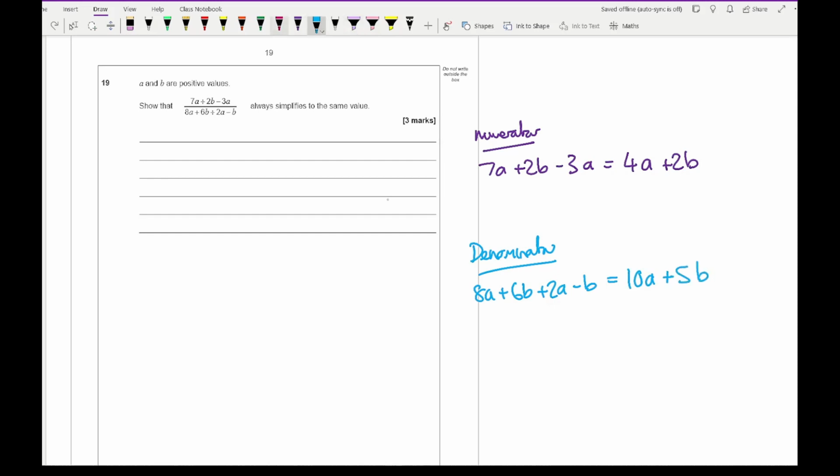Now, one thing I notice here is that this whole fraction equals 4a plus 2b over 10a plus 5b. I can actually factorize the top. So I can take 2 out, so I've got 2 and then 2a plus b. And I can then factorize the bottom, take out 5, so I've got 5 and 2a plus b. And what you then notice is that the 2a plus b's cancel, which means that you'll always be ending up with 2 over 5 for all possible values of a and b.